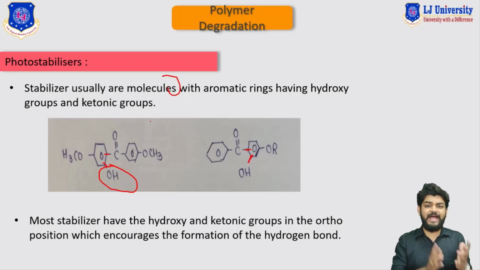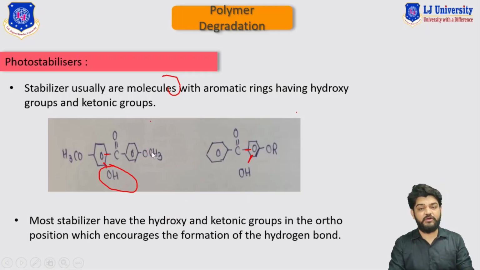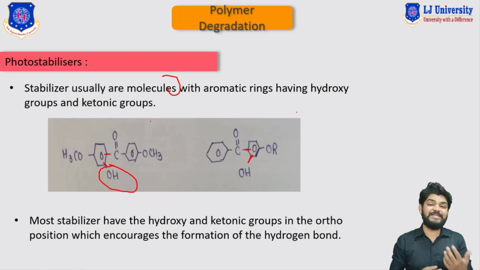So the hydroxyl and ketone groups are generally connected at the ortho position of the benzene ring, which basically encourages the formation of the hydrogen bond. This is the reason why the hydroxyl group is always connected at the ortho position, because this ortho position always encourages hydrogen bonding, right? So this hydrogen bond can easily be made with the stabilizer. When the stabilizer absorbs energy or UV radiation, this hydrogen bond will be formed.